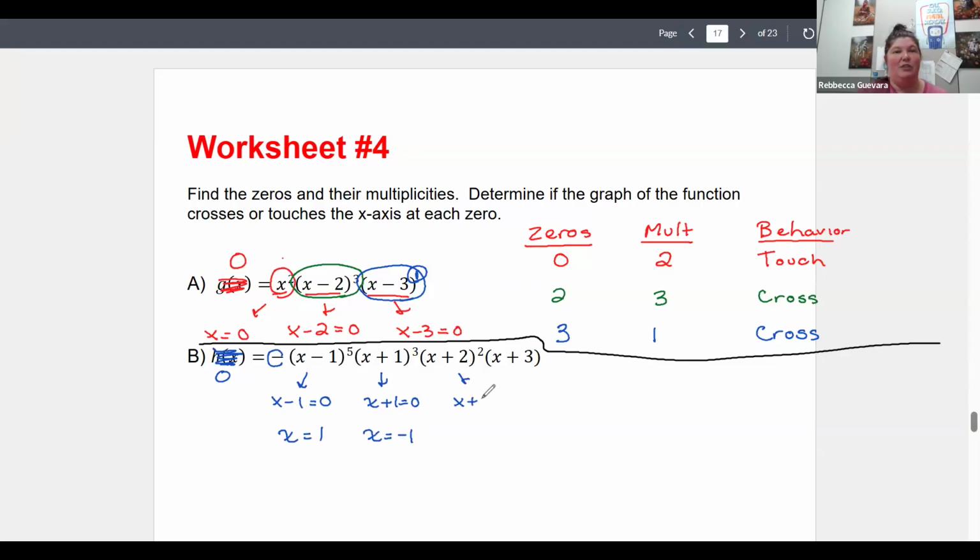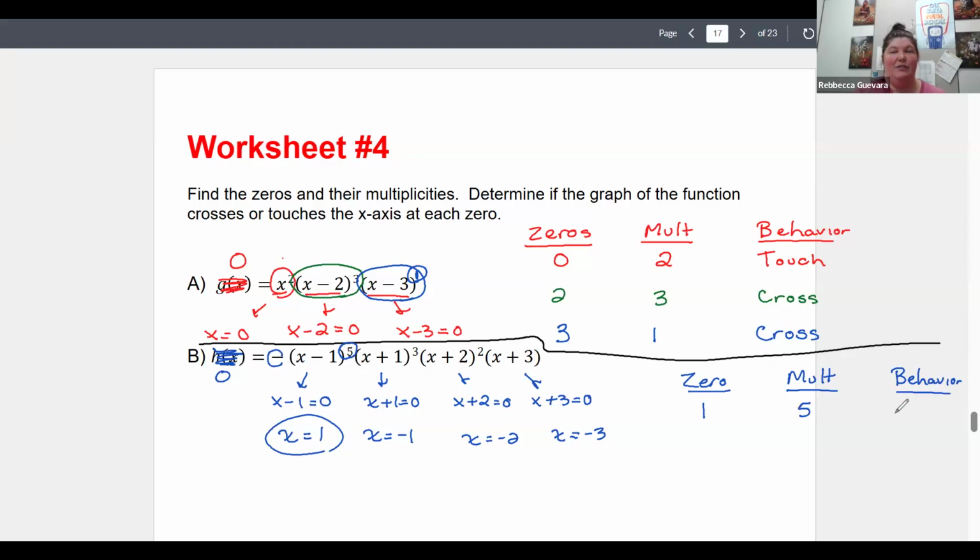And then we have x plus 2. That equals 0 when x is equal to negative 2. And then we have x plus 3, which will equal 0 when x is equal to negative 3. So we want our 0, our multiplicity, and our behavior. So my first 0, I got a 0 at 1, and the multiplicity on that factor is 5, which is odd, so we expect to cross.